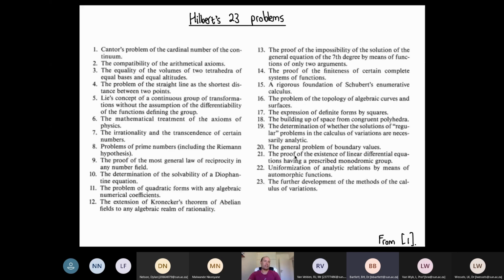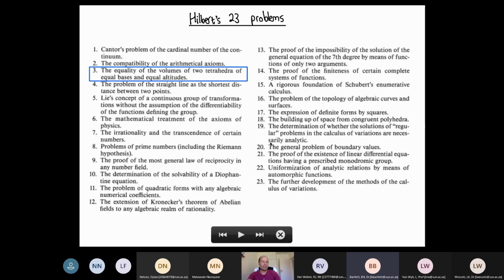So it was quite an amazing achievement of Hilbert to have an intuition for what problems are really very interesting problems. And the one we're talking about today is this third one, the equality of the volumes of two tetrahedra of equal bases at equal altitudes. That's not quite stated correctly, as Hilbert stated it better, but you'll understand as we go on. Let's just have a look at a few other problems there.